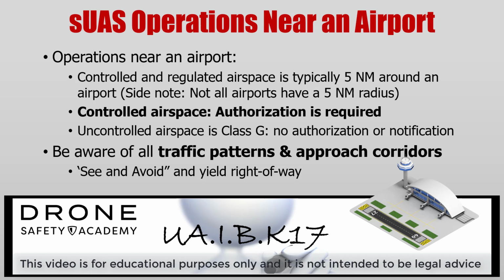Next up are SUAS operations near an airport, and this can be described as controlled and regulated airspace that is typically 5 nautical miles around an airport. Side note, not all airports have a 5 nautical mile radius. However, for the exam, if you have to choose, choose 5 nautical miles. For controlled airspace, authorization is required. Contact the ATC.